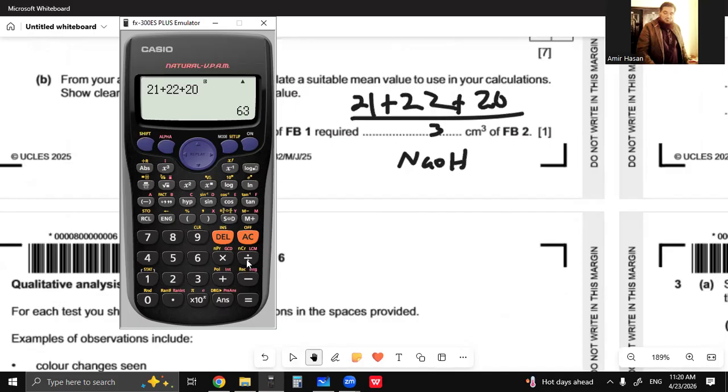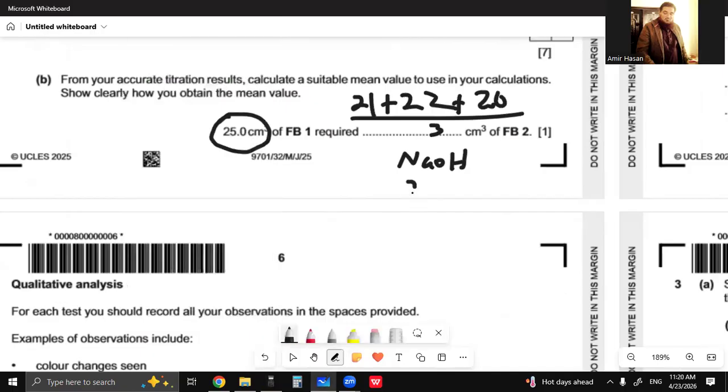Now 63 divided by 3. Now 21 is coming, okay? Your reading here is 21 cubic centimeter. It means 25 cubic centimeter of citric acid requires 21 cubic centimeter of NaOH for neutralization.